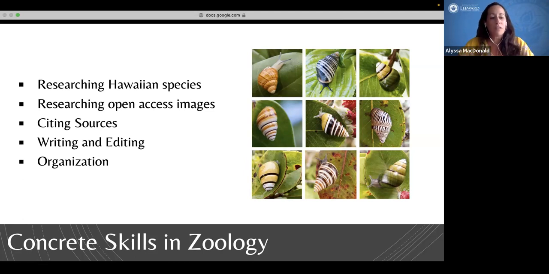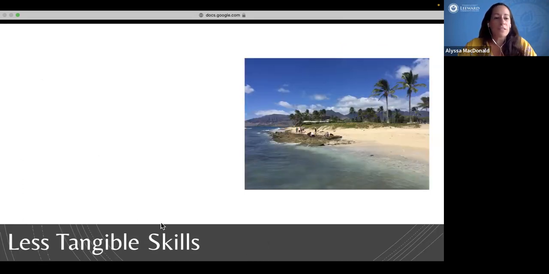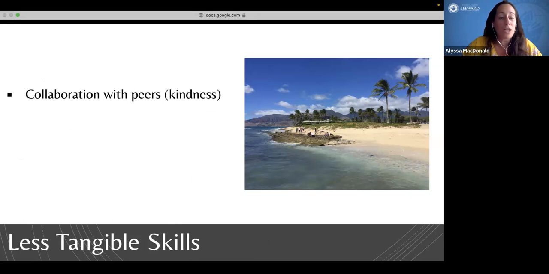For the intangible skills on the next slide, we have quite a few things that I wasn't expecting. Collaboration with peers is always a challenge. If you've ever given a group project, you understand how challenging that can be. But I think they were just so kind to each other and so helpful because they know the stakes are very high. So going back to that public facing site, they understand that people in the world are going to be reading this, and we want to put up a good set of information. We want to educate people about these amazing species we have, and bring our work out from the field.